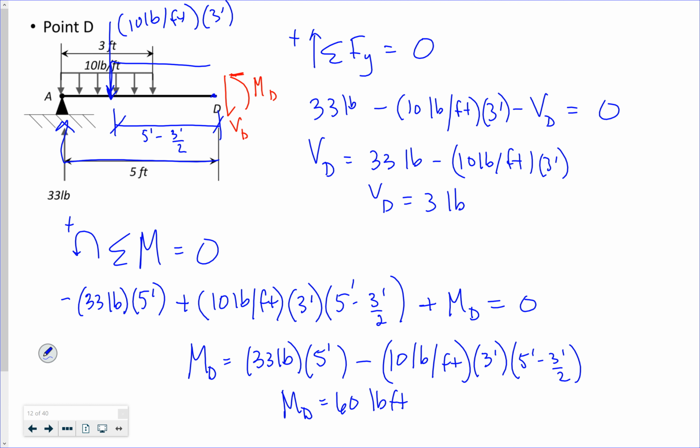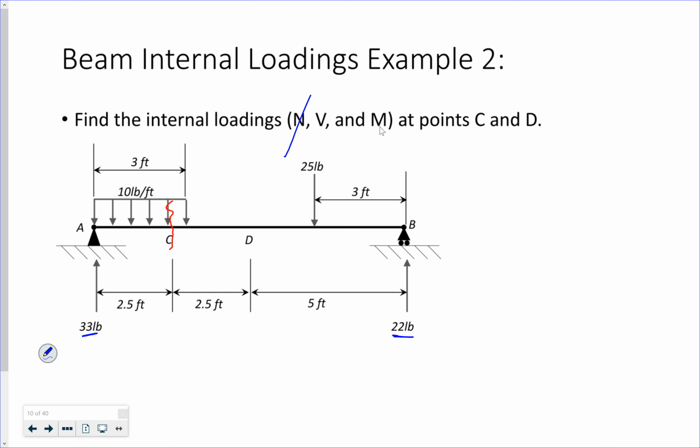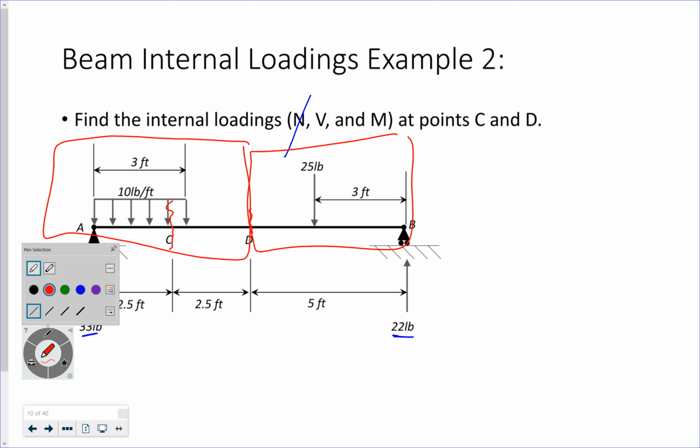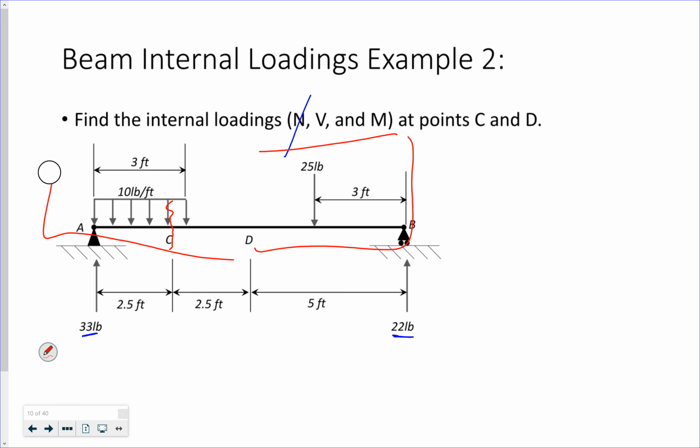And that is how you solve for the internal loadings at a specific point. Right? You draw the section at the point of interest and make a free body diagram of the beam up until that point. And again, at D, if I go back to D, it's right in the middle. I could have drawn this side, or I could have drawn this side. The one on the right doesn't have that distributed load, so it might have been a little bit easier, but it's always good to practice.